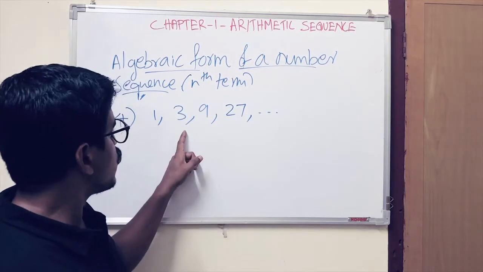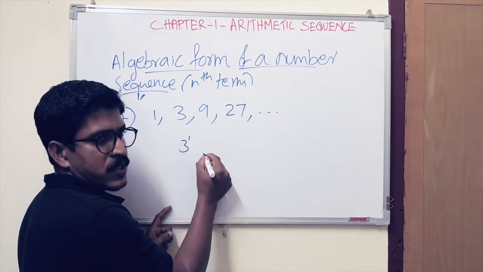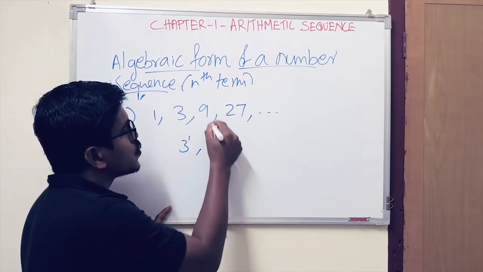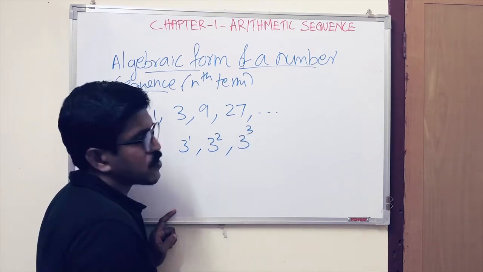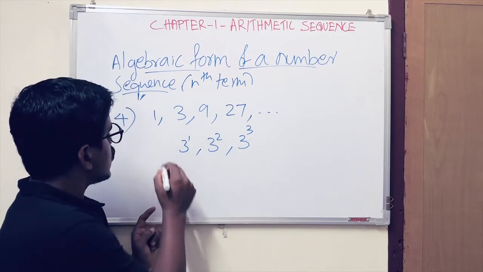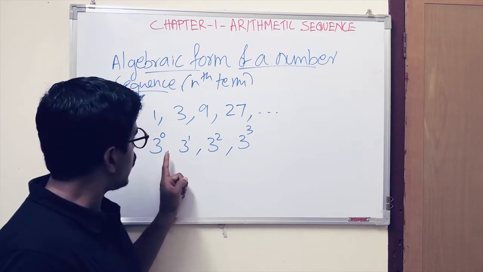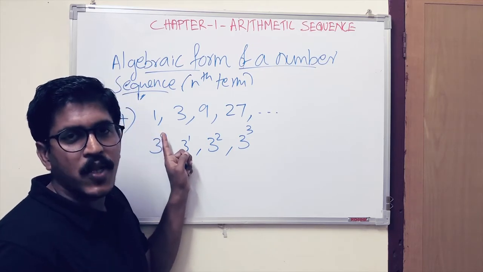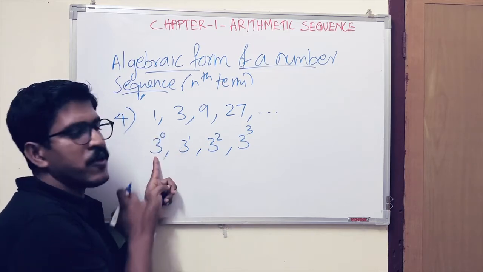In this sequence, we can see that here 3 raised to 1, that is 3. 3 raised to 2, that is 9. 3 raised to 3, 3 cube is 27. And here 3 raised to 0 we can put it, because any number raised to 0, the value is always 1. So we can write 3 raised to 0 first.